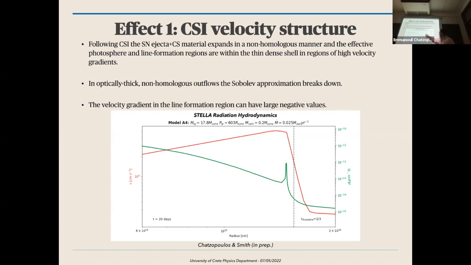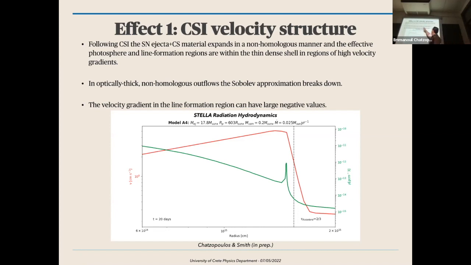This is the cold dense shell I was talking about earlier, this density spike that you see in 1D radiation hydrodynamic simulations of interaction. And your photosphere is represented by this vertical dashed line here. It's right in a region of high velocity, negative velocity gradient, as well as a region of relatively low density. There's nothing homologous about where your photons are going to come from in this particular situation.